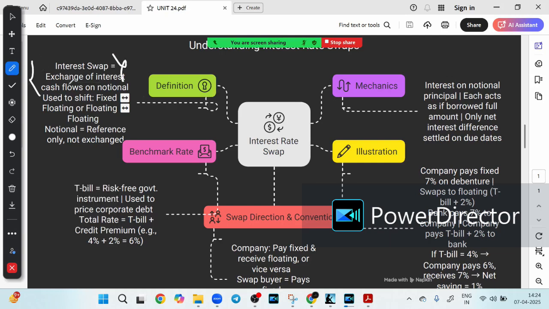So who receives fixed, right? A company may pay fixed and receive floating, or vice versa, depending on their risk profile and their rate outlook. What we just learned is that an interest rate swap means only interest flows are exchanged. Principal is not exchanged. It helps manage exposure to changing rates. It is great for cost saving, flexibility and financial engineering, right?